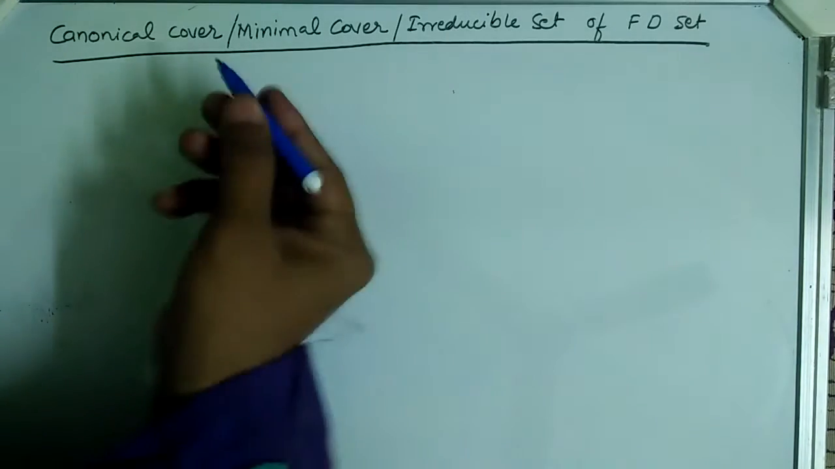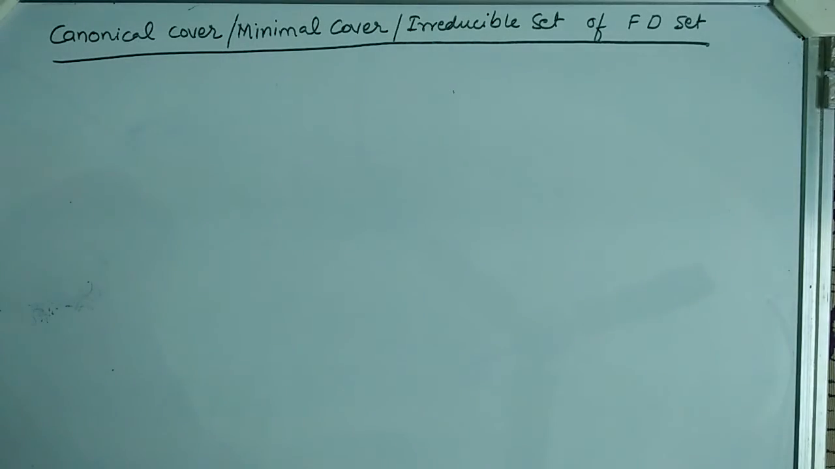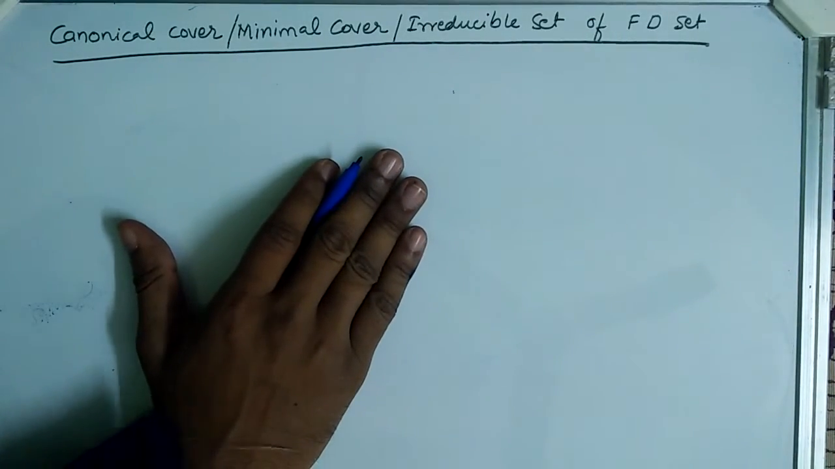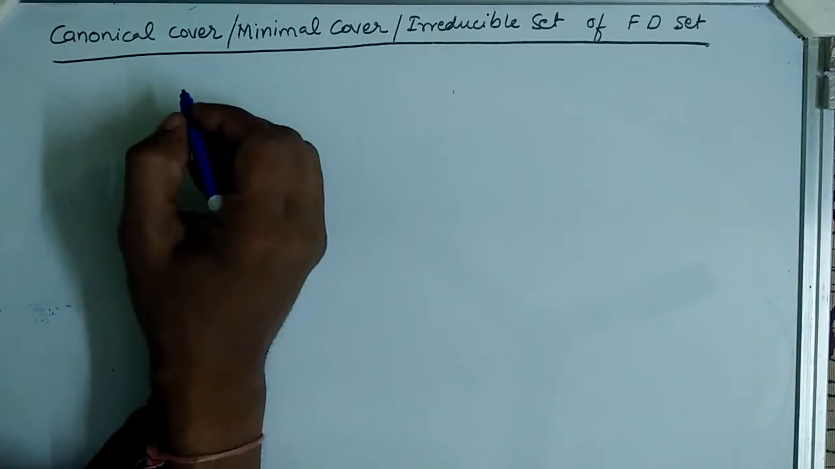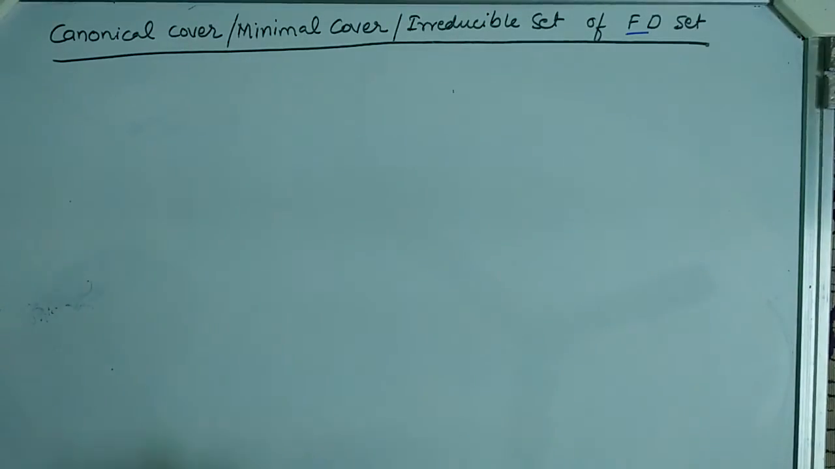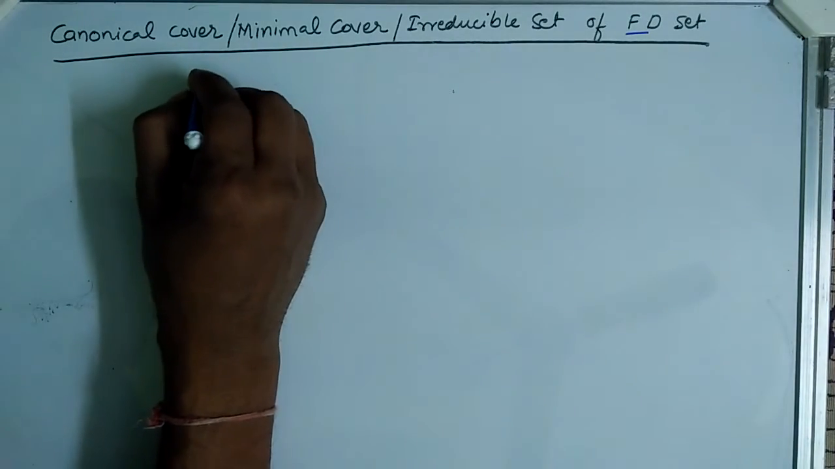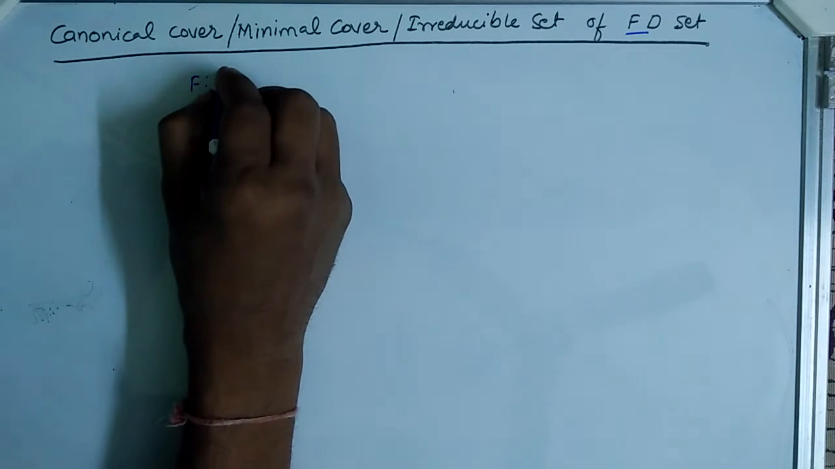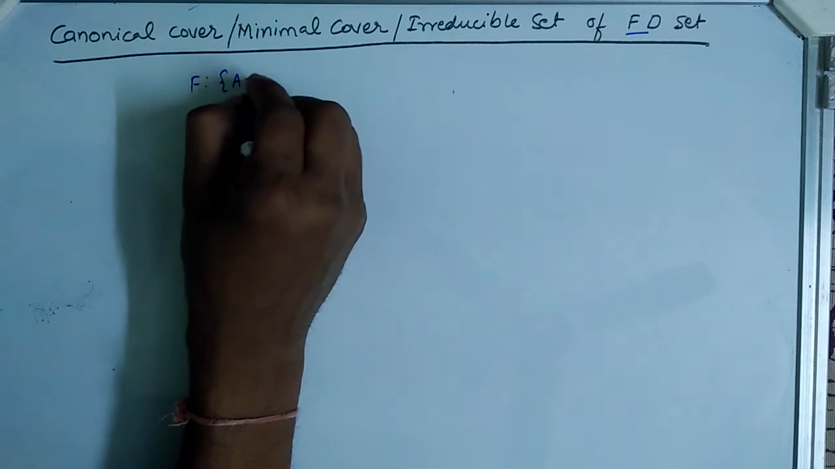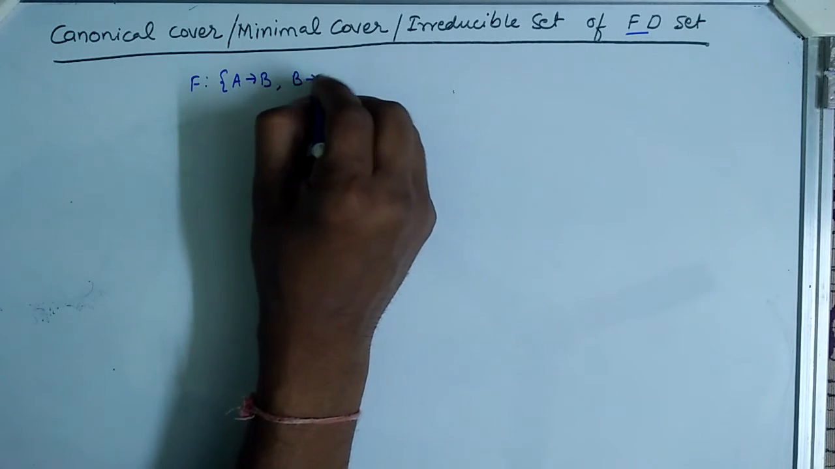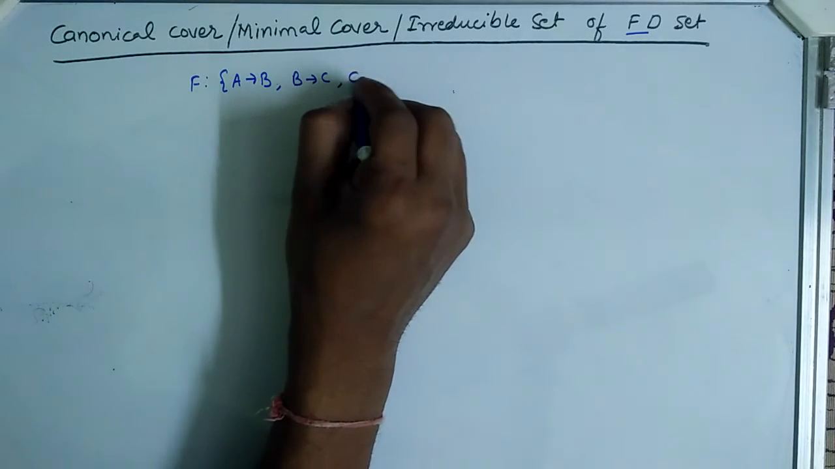What it means to find a minimal cover, or what it means to find a reducible set from the given functional dependency set. So suppose F is a set which contains functional dependencies as A tends to B, B tends to C, and C tends to A.